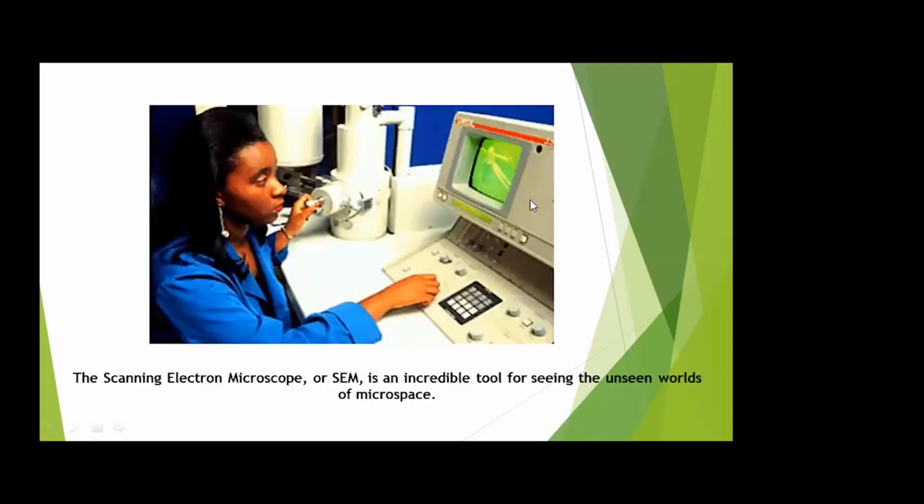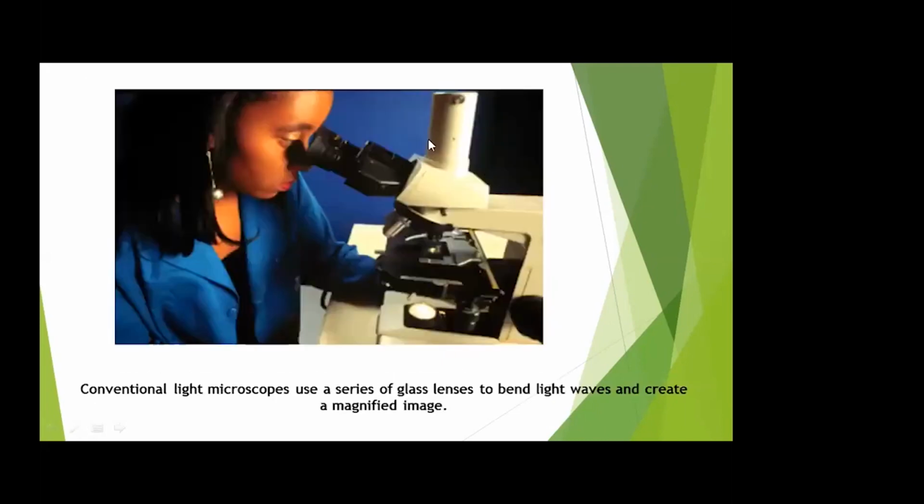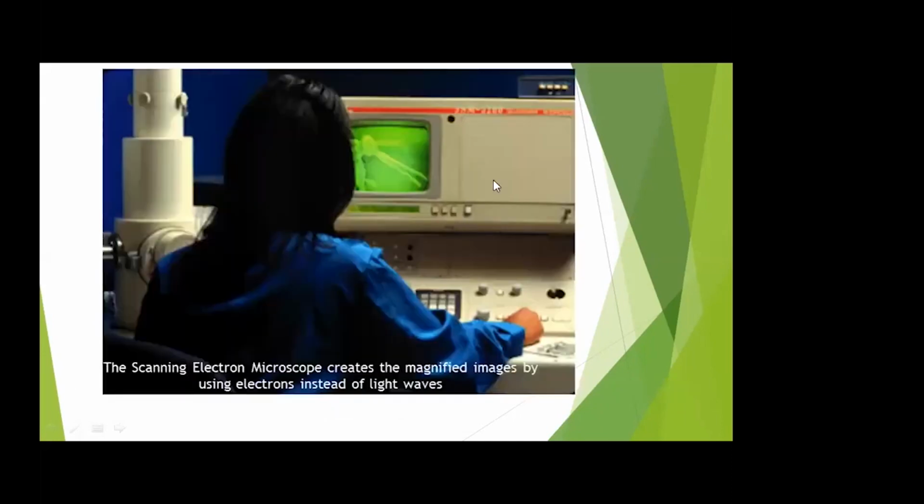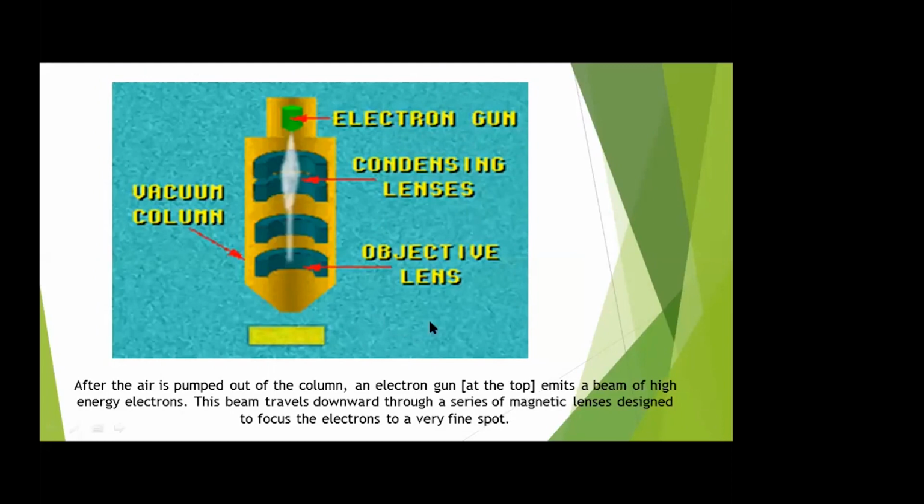So this is how the image is created on the monitor. This is how we have to see through the lens in an optical microscope. In scanning electron microscope, magnified images are created using electrons instead of light waves. I will show you the instrumentation schematically step by step. In this picture you can see a column here and at the top an electron gun. Here we have condensing lenses. This column is under vacuum, and here at the lower end you have the objective lens.